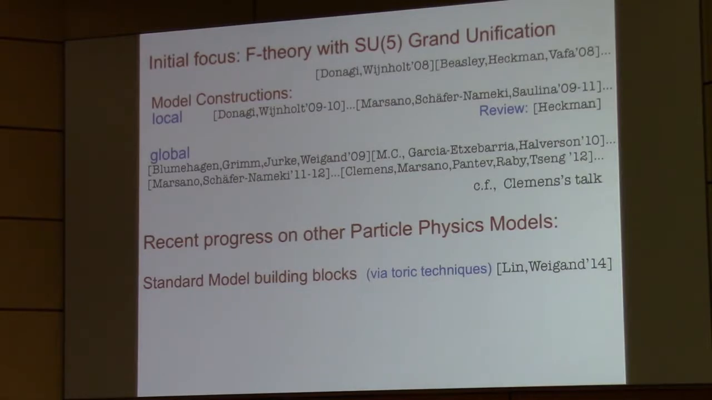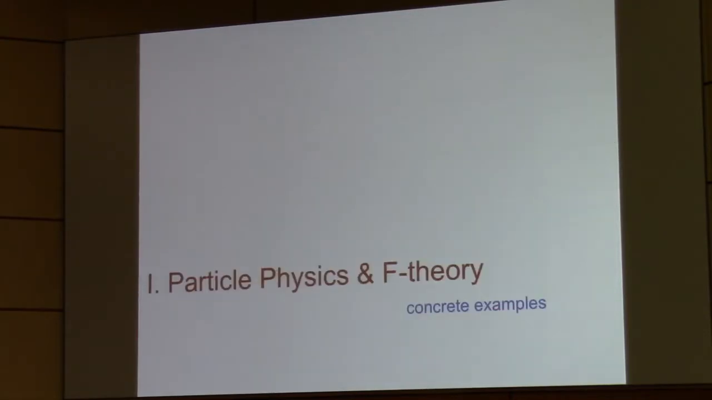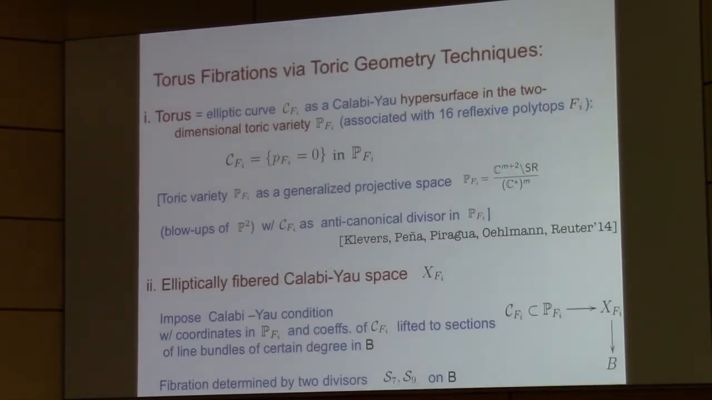Briefly, let me just mention that I want to also plug in constructions of other direct particle physics models, namely not starting just with grand unified models, but having directly standard model building blocks that can be done in specific cases that would lead to a globally consistent three-family standard model, but also other possible particle physics groups like Pati-Salam or trinification models. So very briefly, let me highlight these constructions that led to the three-family standard model directly.